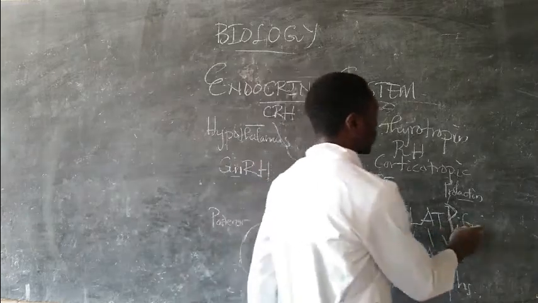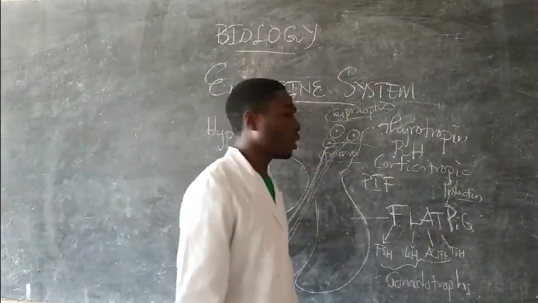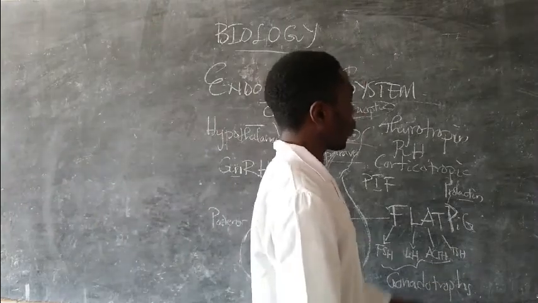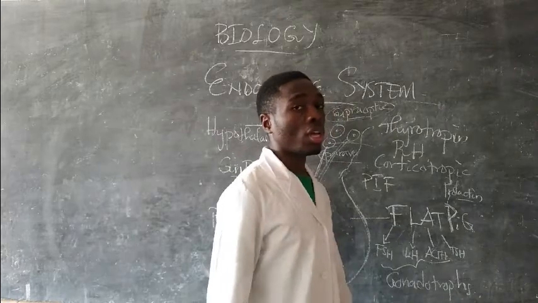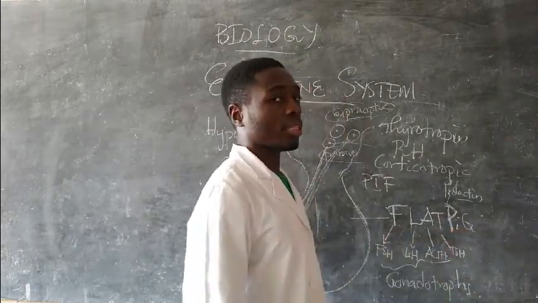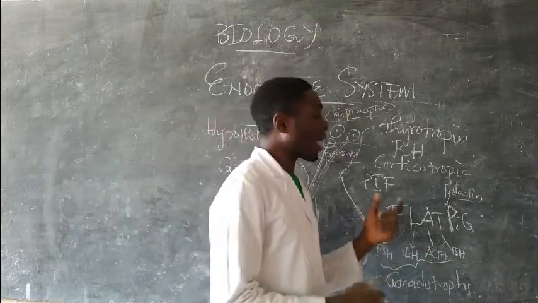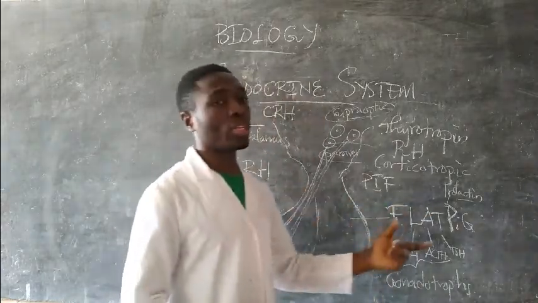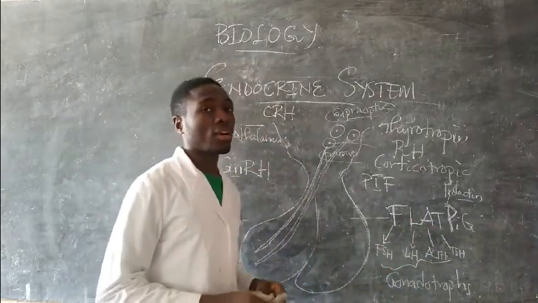Growth hormone has what we call growth hormone releasing hormone, which causes its release, or growth hormone inhibiting hormone, which causes the inhibition of growth hormone release. All of these hormones need to be regulated. There are mechanisms that help to regulate their secretion, and if you don't regulate their secretion, they can cause one problem or the other.